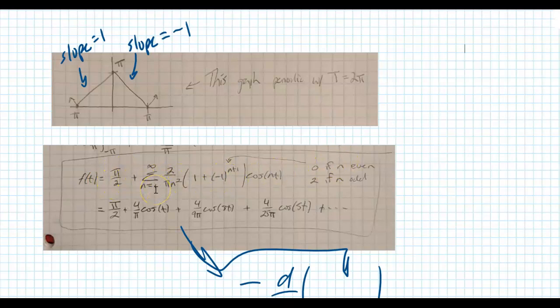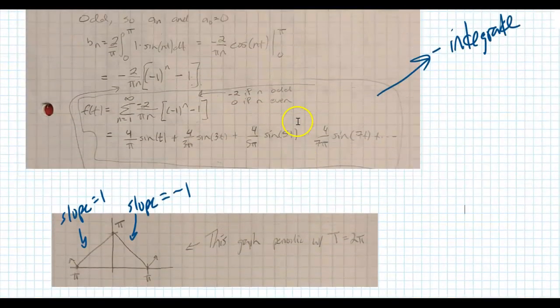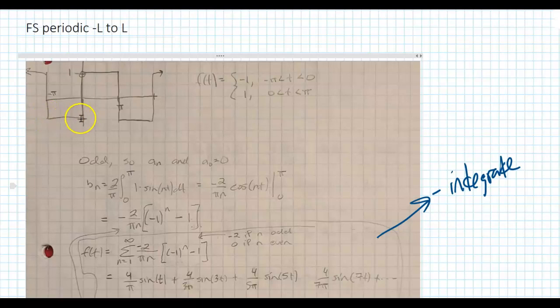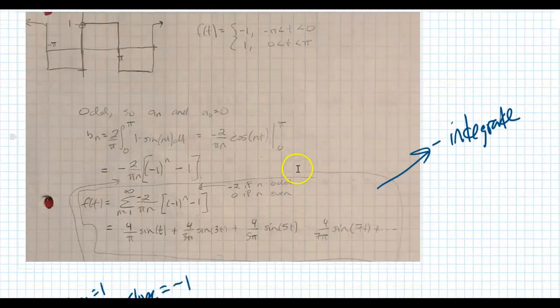So what I want you to see is something that's kind of magical with these. If you look at this thing, you can see what I've written. I wrote integrate. Why did I write that? Well, what is this height right here? It's negative 1. And what's this height right here? It's positive 1. We spend all this time doing Fourier series, but we can also do things to them. We can do calculus to them, which is kind of wild.